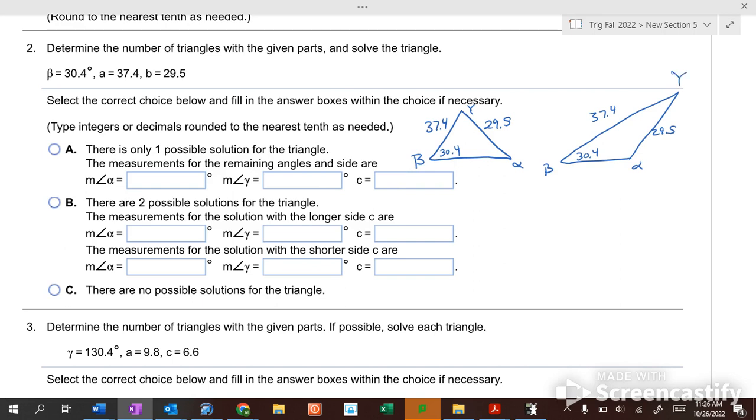So how do I find alpha in the first one? Law of sines, because we have opposites. Sine of 30.4 over 29.5 equals the sine of alpha over 37.4. So take 37.4 times the sine of 30.4, press equals, divided by 29.5, press equals, and then do inverse sine of the answer. What does alpha wind up to be?